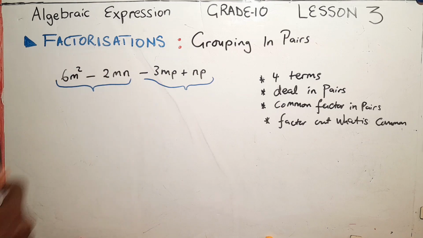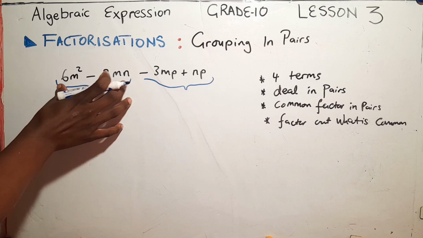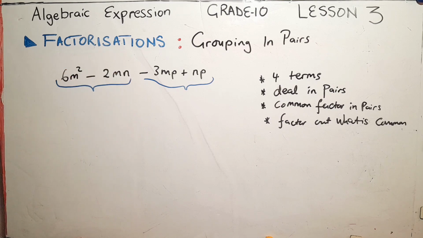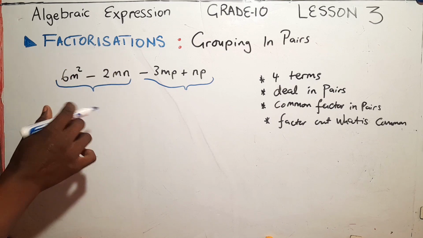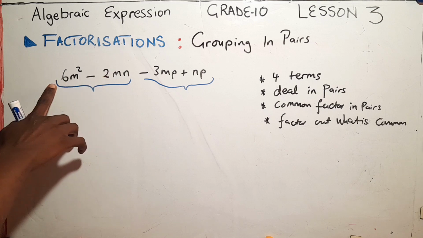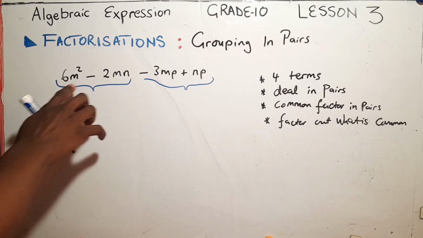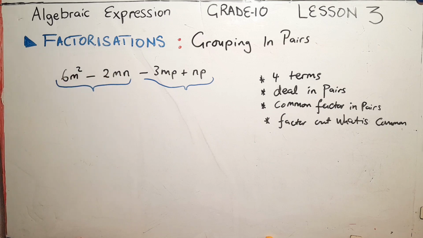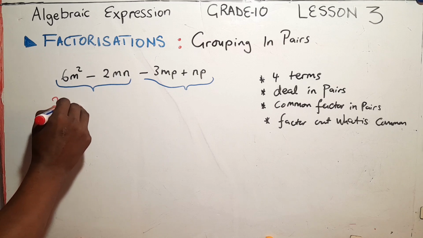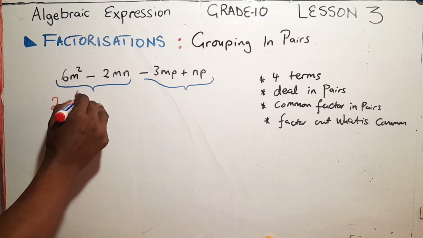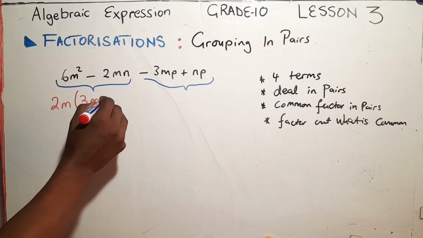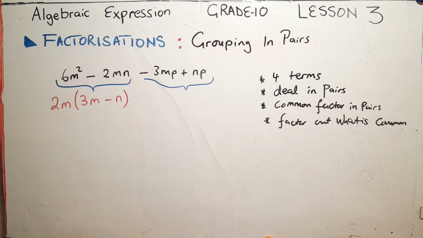If we're factorizing these terms, we first check what is common between these first 2 terms. Between these first 2 terms, we can notice that we can factor out 2 because this can be divided by 2, and you can also factor out m because it is there on those 2 terms. So on this we can factor out 2m. If we factor out 2m there, we'll be remaining with 3m minus n.